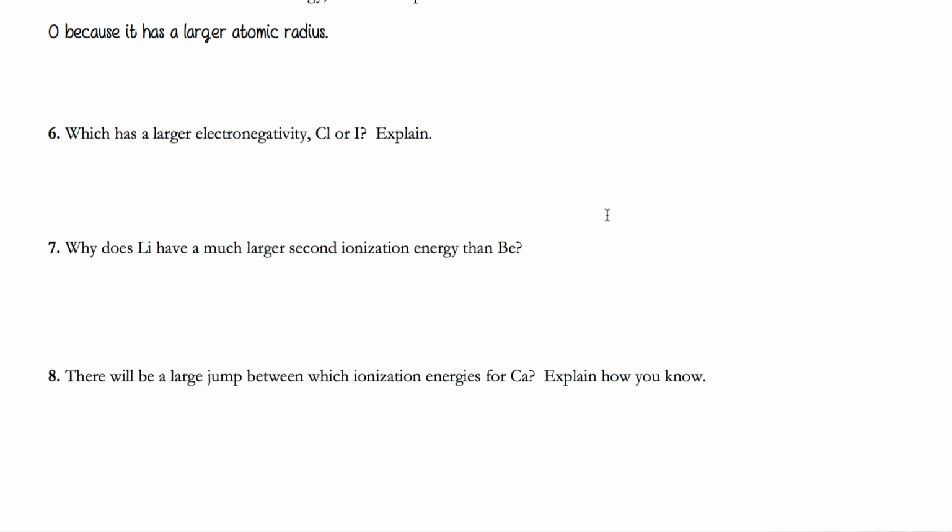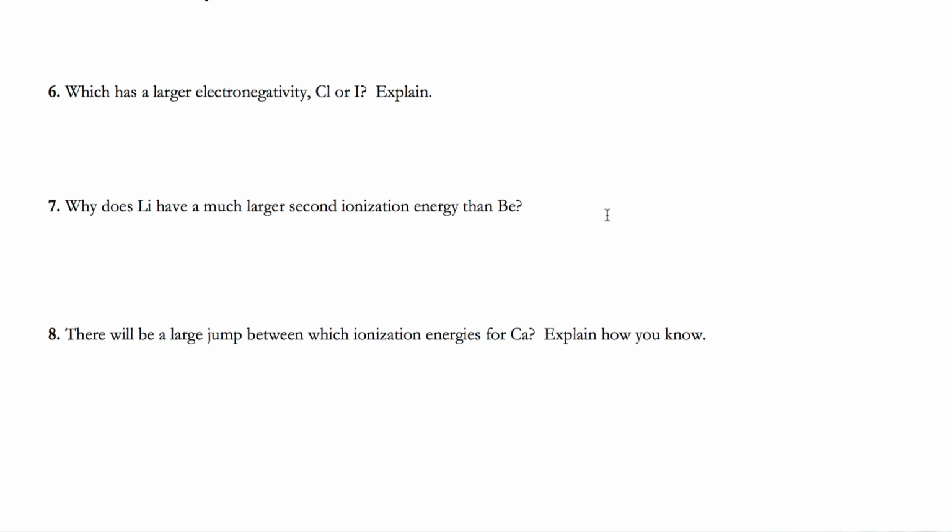All right. For number 6, which has a larger electronegativity, chlorine or iodine? Well, chlorine has a smaller atomic radius because it has fewer principal energy levels, which means it is going to have a larger electronegativity.